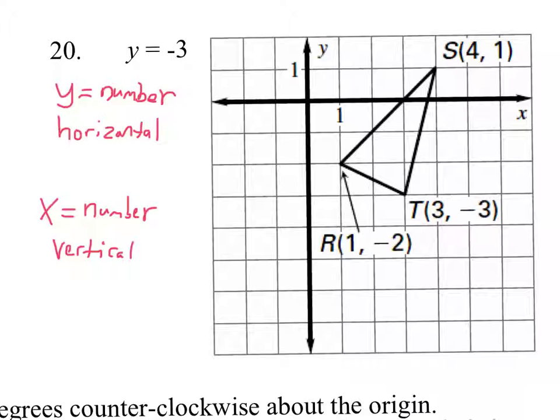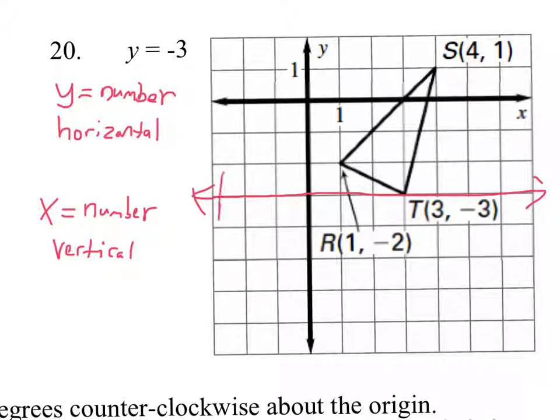Alright, so in this case, y equals negative 3. This is a horizontal line, and it's at the level of negative 3. So that's down here. Okay, so since this is a horizontal line, we're going to want to count perpendicular to it. We're going to want to count vertically how many grid lines away is each point. So, like R, let's start with R. R is 1 grid unit away.